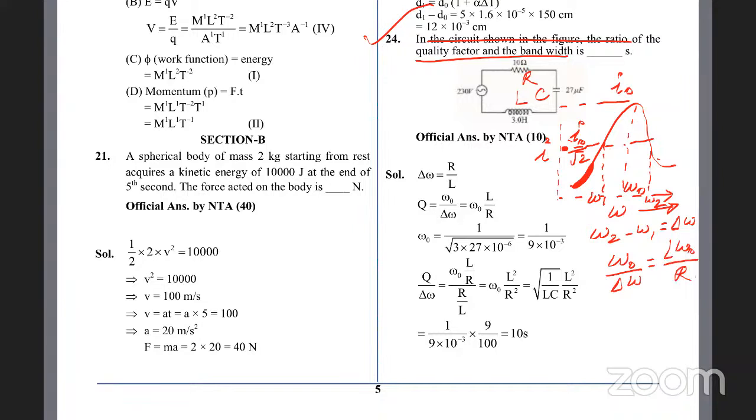So if you apply that formula, you will get the bandwidth. And resonance frequency, already we know that it is 1 by root LC. So we should know this formula for the Q factor, quality factor. It is the ratio of resonance frequency to bandwidth. Bandwidth is omega 2 minus omega 1.